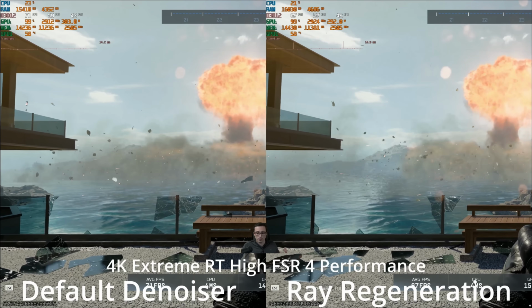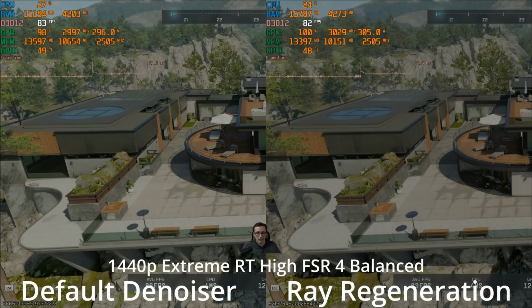Like I said, there could also potentially be some difference in just how that explosion plays out, even though we're getting as close to perfect side-by-side as we can by using the built-in benchmark tool. Notice we've now switched to 1440p. It's still extreme settings, RT high, but now it's FSR balanced mode rather than performance, and going for a 1440p output rather than the 4K output.